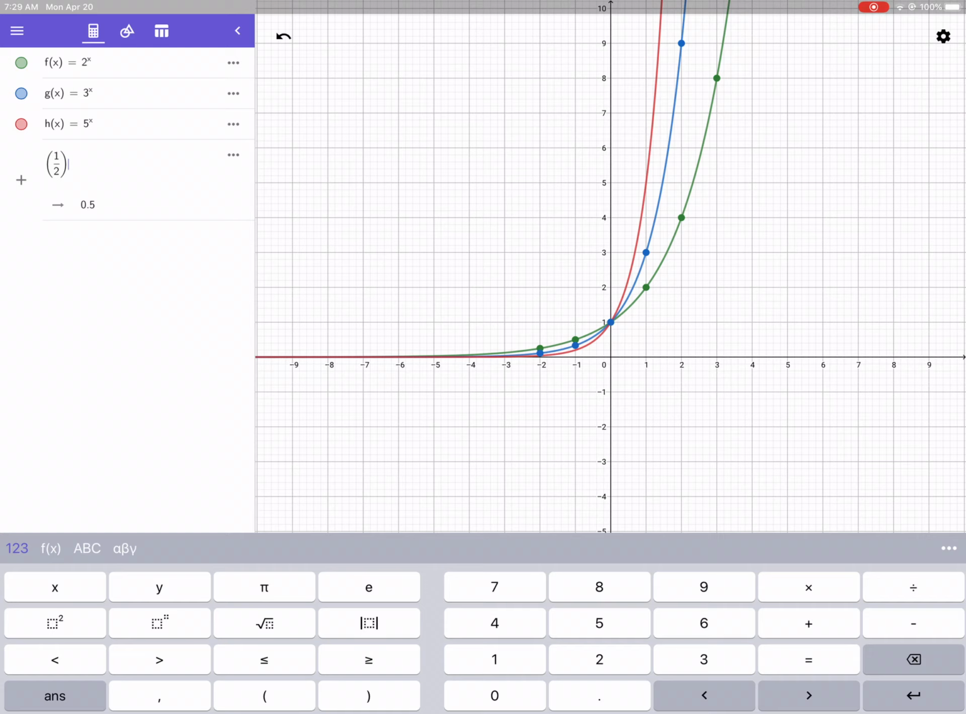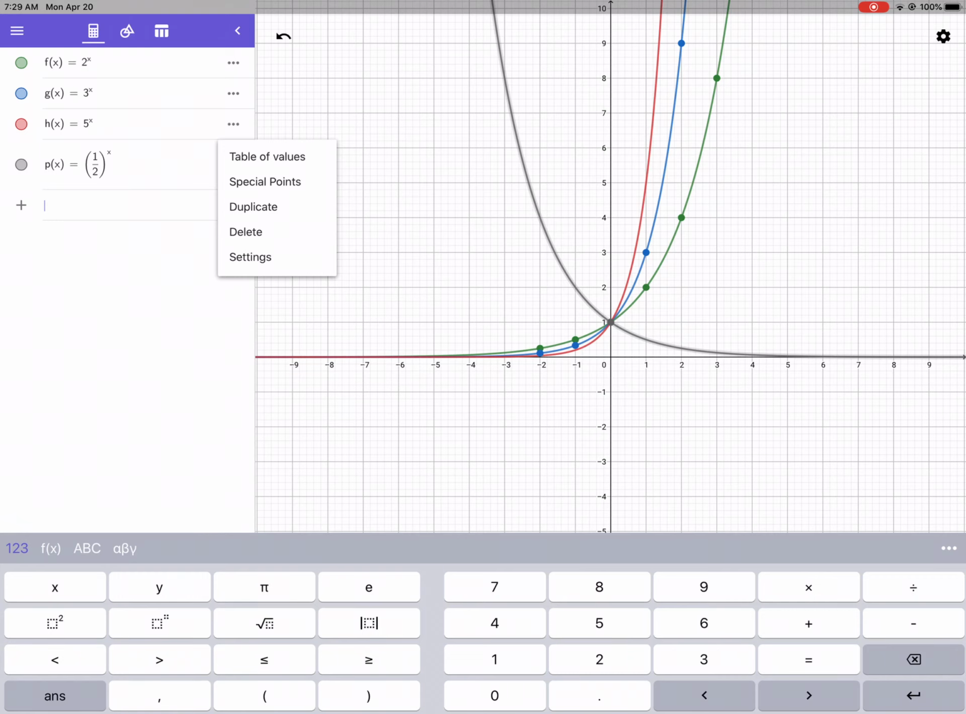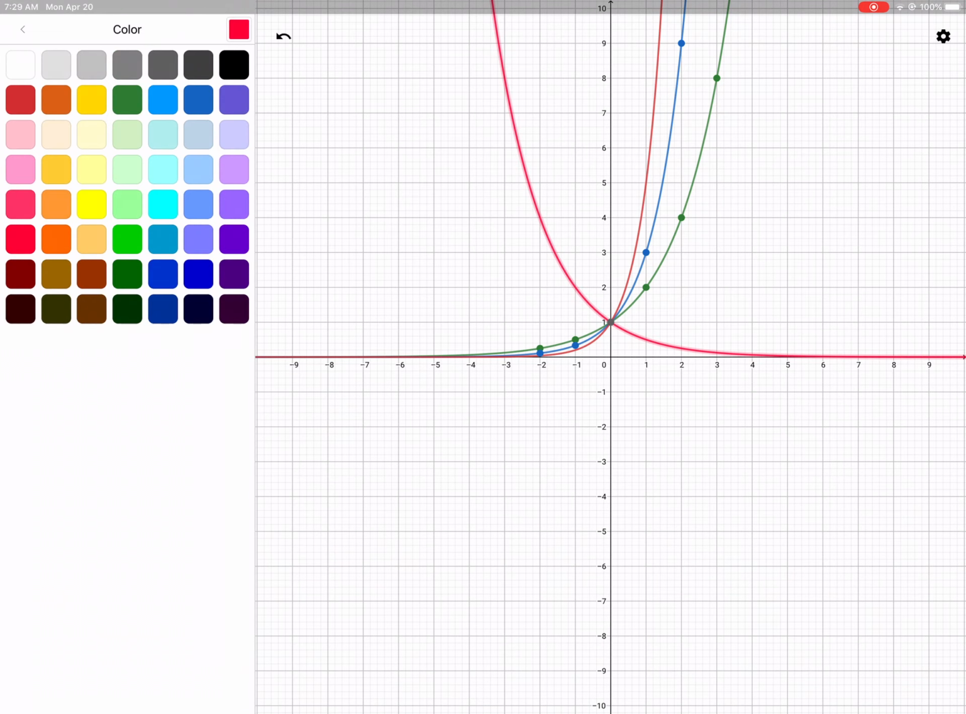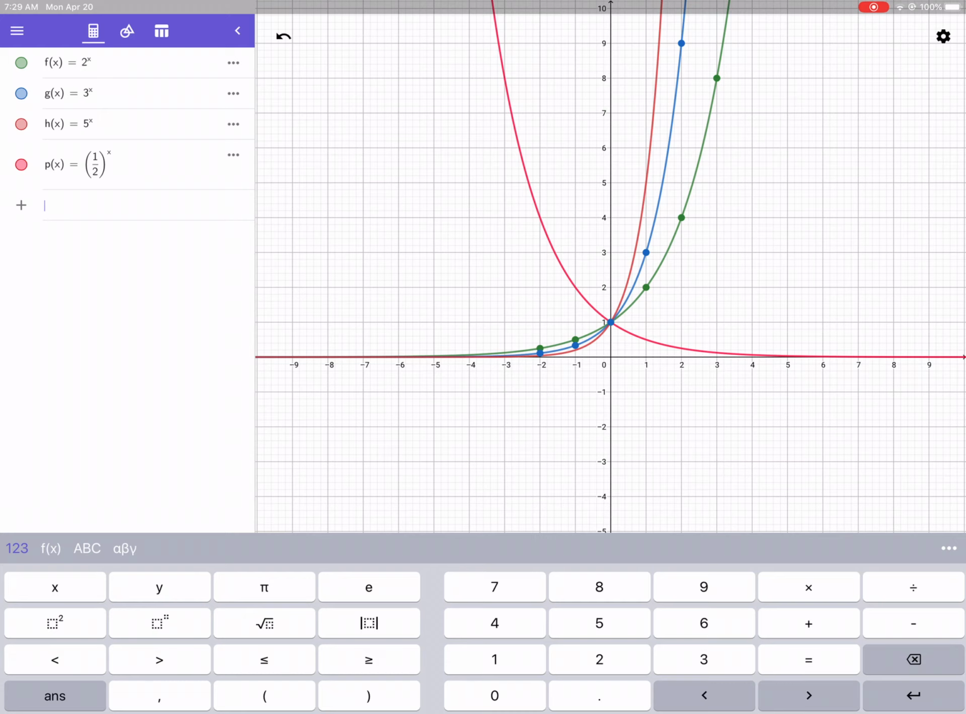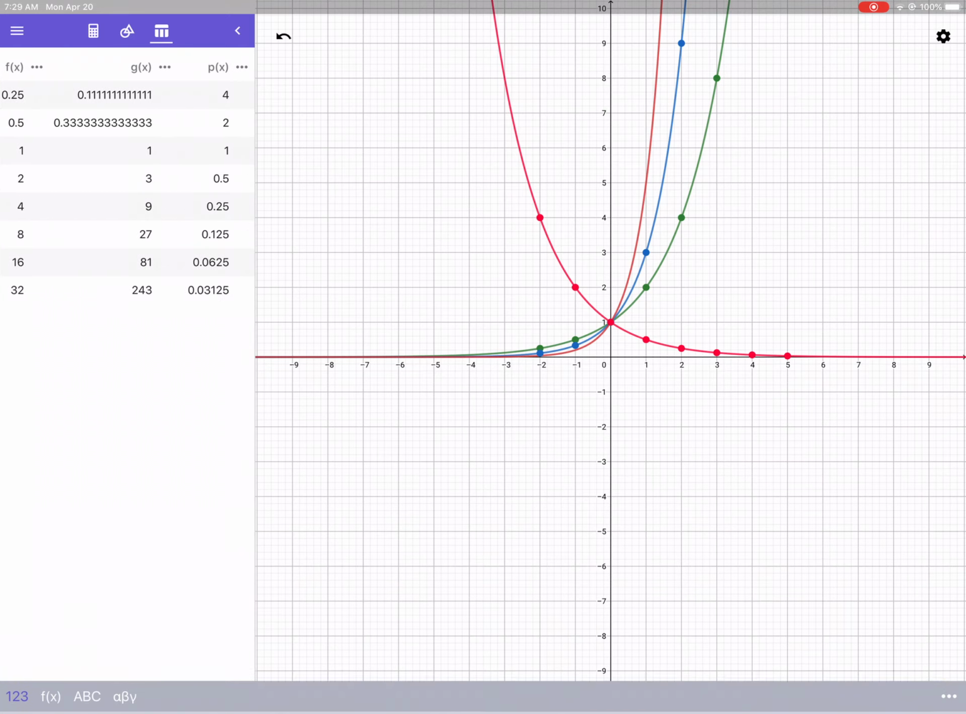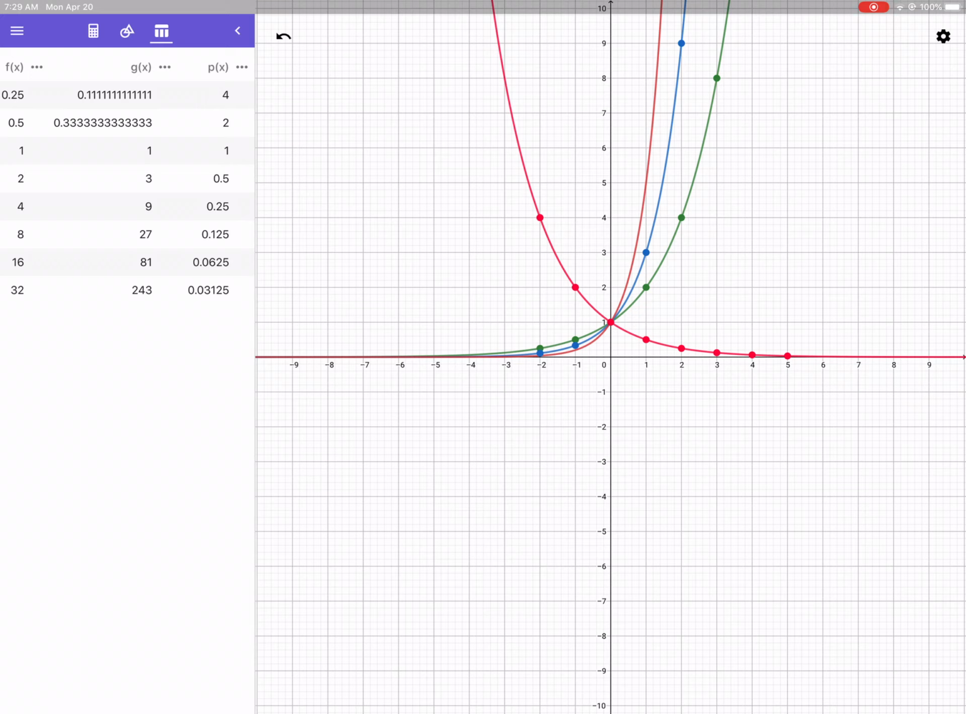What if I raise 1/2 to the x power? We'll take a look at that. So I'm going to just change that color. What if I make it pink? Similar to the other one, but that's okay. There you go. There is an exponential that's decreasing. So if I look at this table of values, look what happened here. When I start at 4, then it goes to 2, to 1, to a half, to a quarter, to 0.125. You are halving every single time.